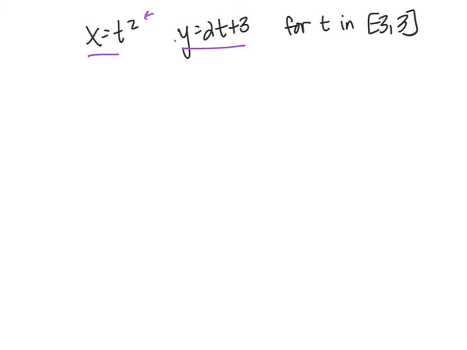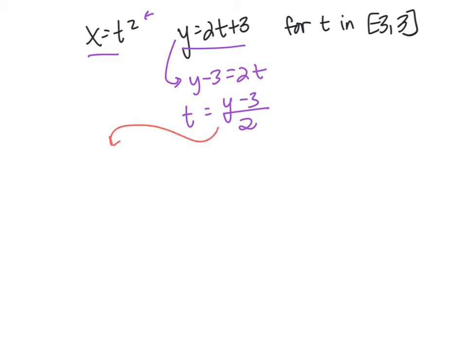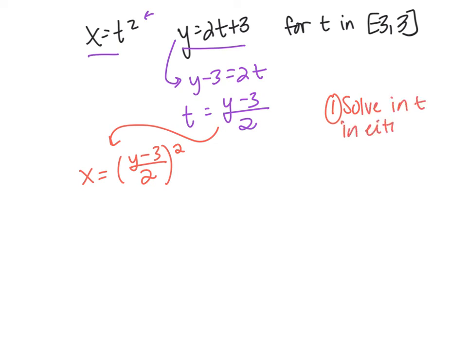So I'd want to take this y equation, solve for t. So we have y minus 3 equals 2t, divide by 2, we get t equals y minus 3 all over 2. Now we just take that, plug it into the x equation. So we have x equals y minus 3 over 2 squared. So to find the rectangular equation, just solve for t in one, and then substitute that into the other.